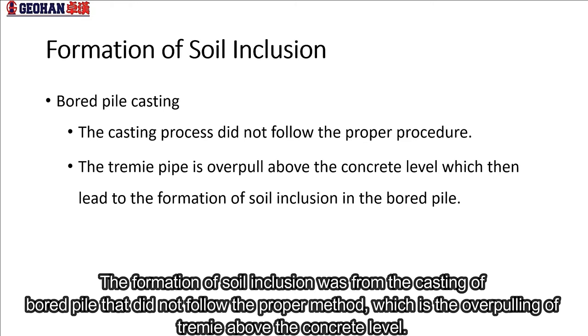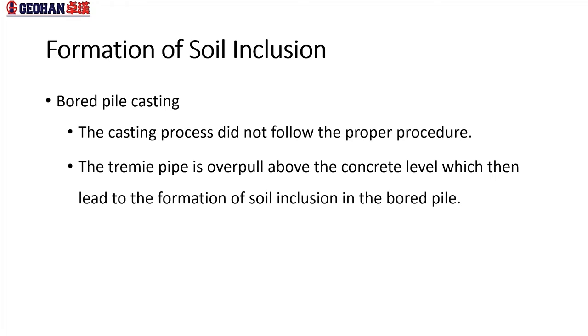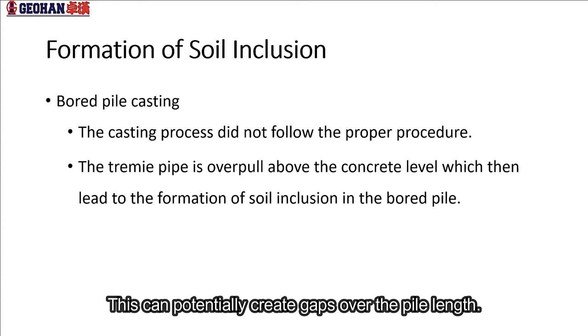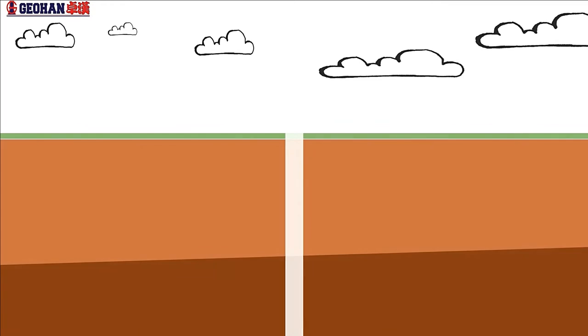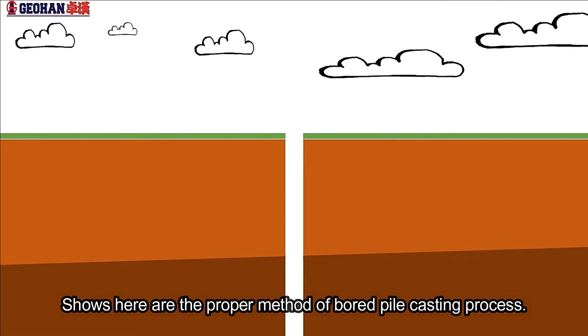Formation of soil inclusion comes from the casting process of bored piles that did not follow the proper method, which is the overpulling of the tremie pipe above the concrete level. This can potentially create gaps over the pile length. Here is the proper method of the bored pile casting process.